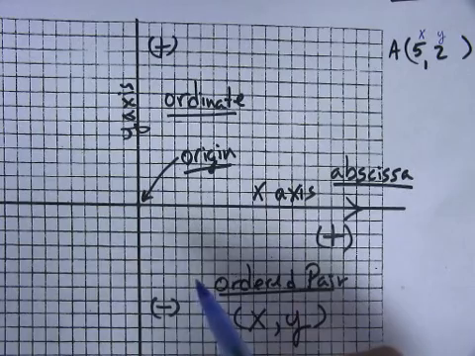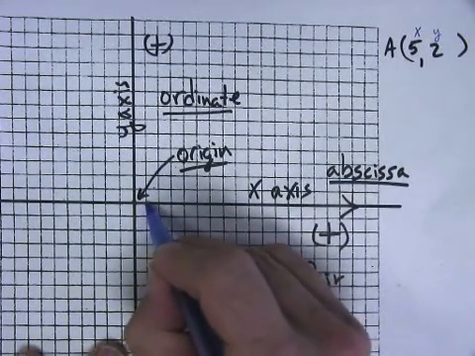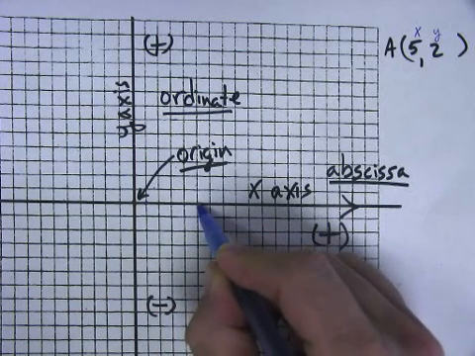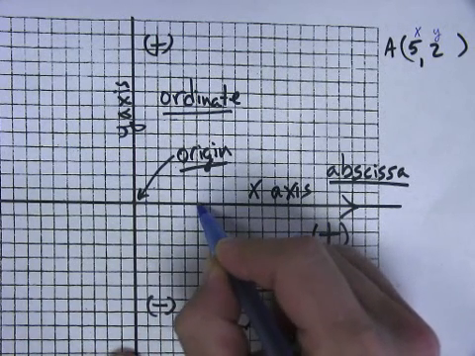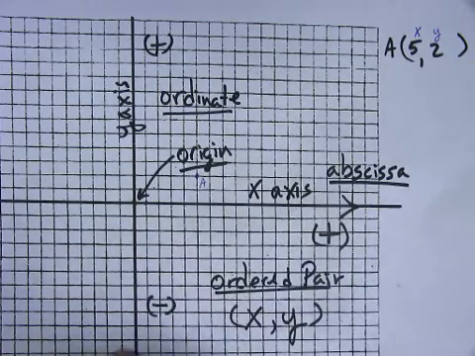So let's go sideways 5. It's positive, so I'm going to go to the right: 1, 2, 3, 4, 5. I'll leave my pen there, and then I'm going to go up 2. Positive 2. And there it is, and I'll label that as A.